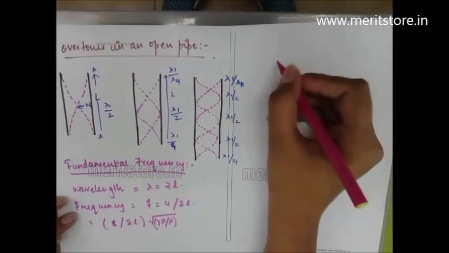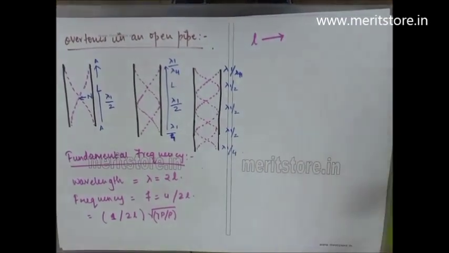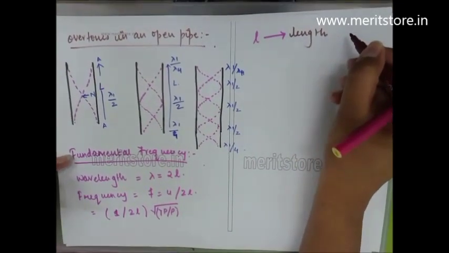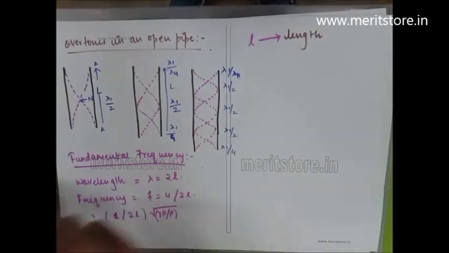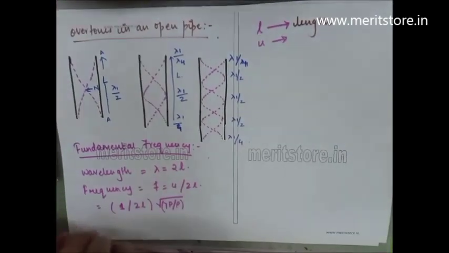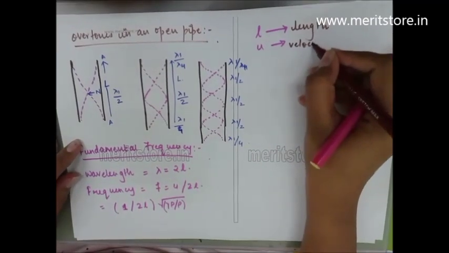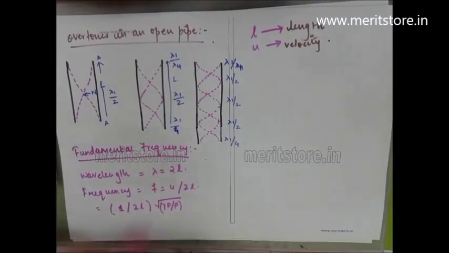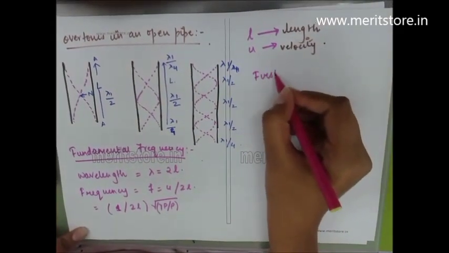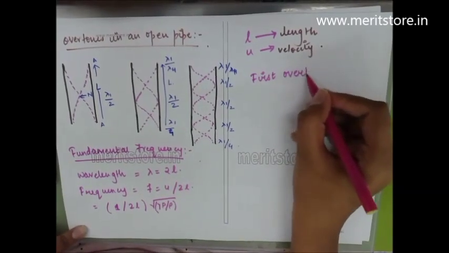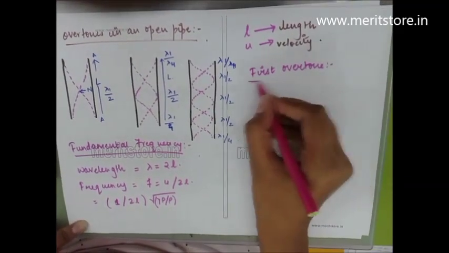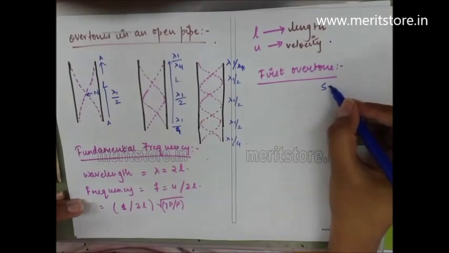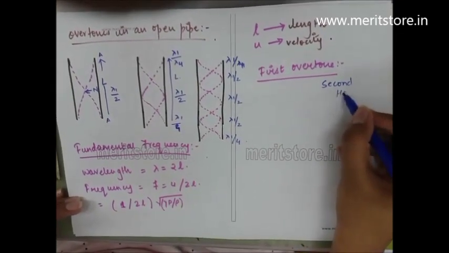Now here L is the length of the pipe and v is the velocity of the sound. Going to the first overtone, or you can say it as second harmonic.